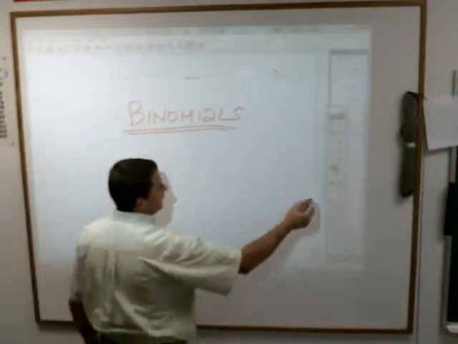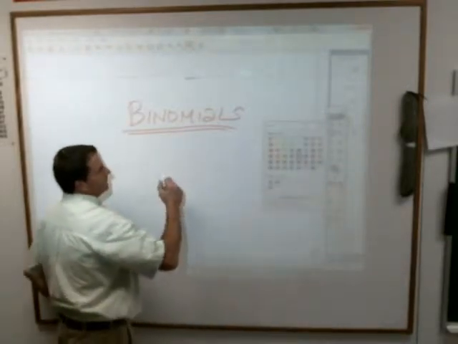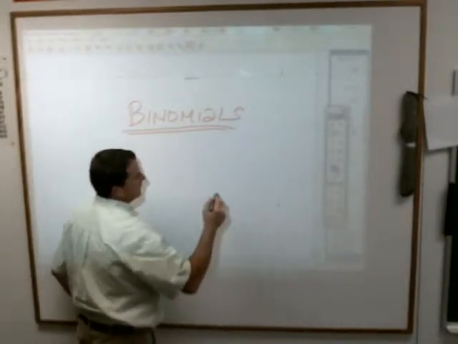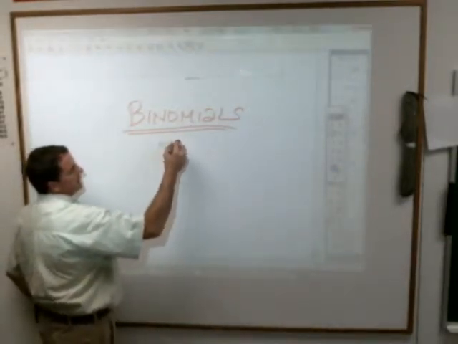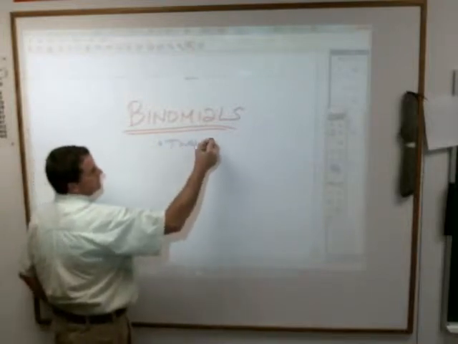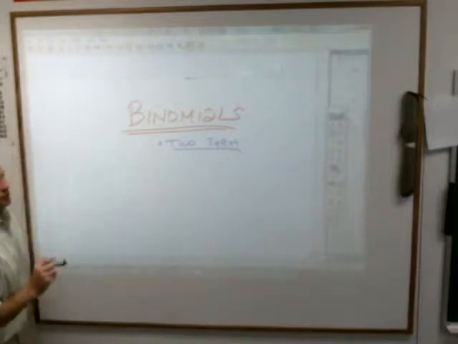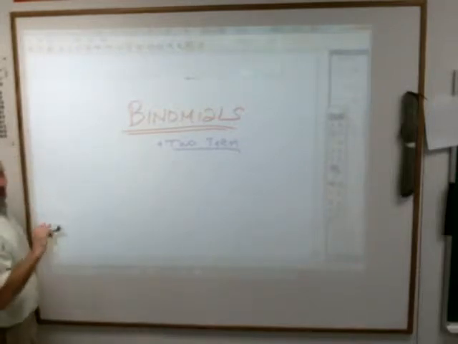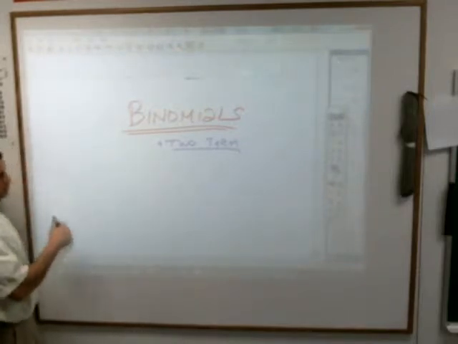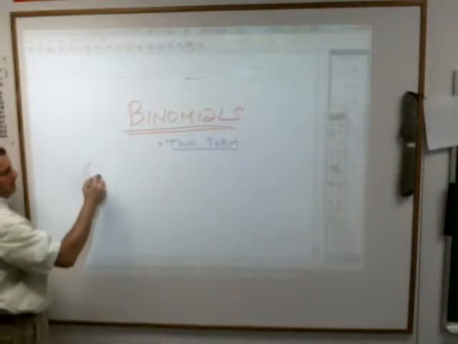A binomial is a two-term thing here. Binomial meaning two. It's a two-term expression. Usually when we think about binomials, this is like the generic form. There's all sorts of goofy ones, but we usually think of something like this.